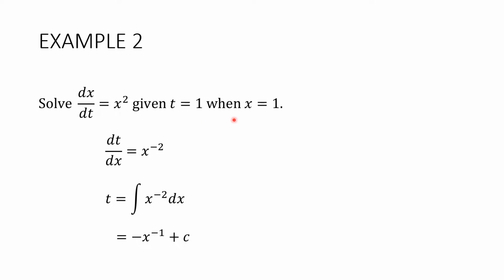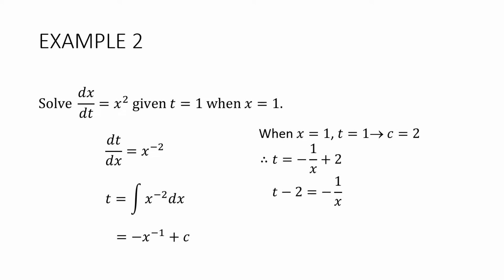Now let's resolve the constant before we make x the subject. When t is 1, x is 1. And that means that c is equal to 2. So t is equal to negative 1 on x plus 2. And turning this around to make x the subject, I get x is equal to negative 1 all over t take away 2.